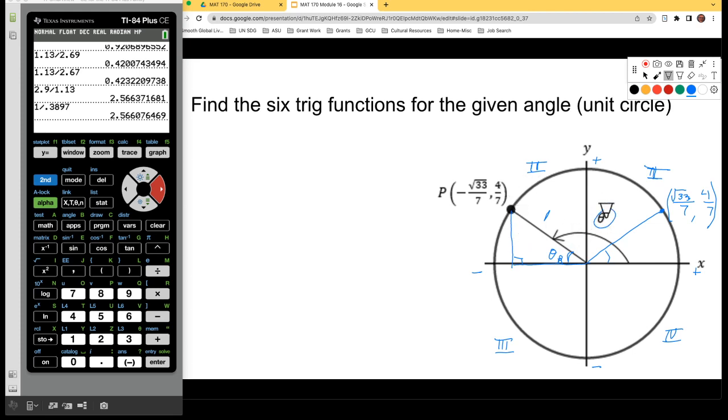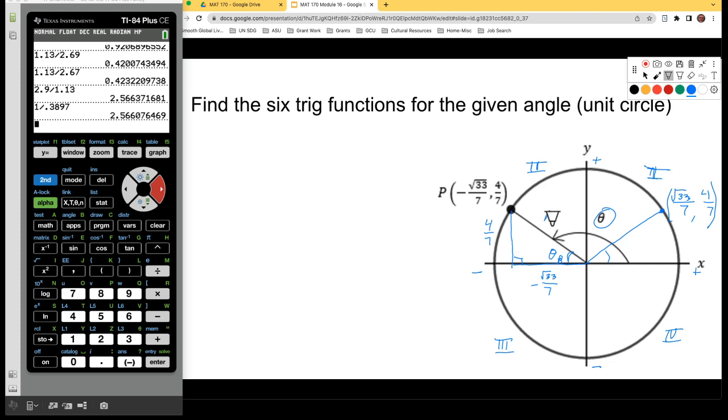However, in this problem, we don't need to find out what theta is because we're given the values of x and y. X is the adjacent to this angle, right? Square root of 33 over 7. And we'll put it negative because that'll help us with our calculations. And the y coordinate is the opposite side. It's the y coordinate there.